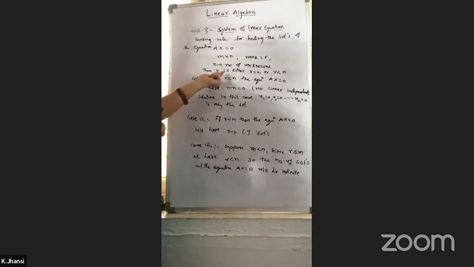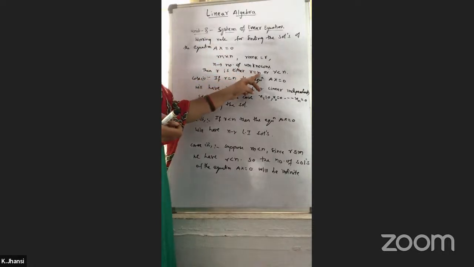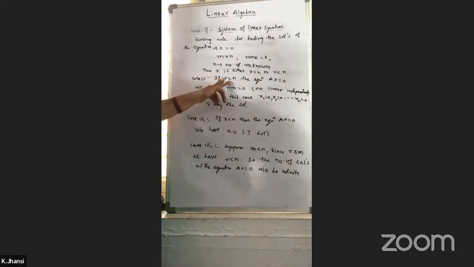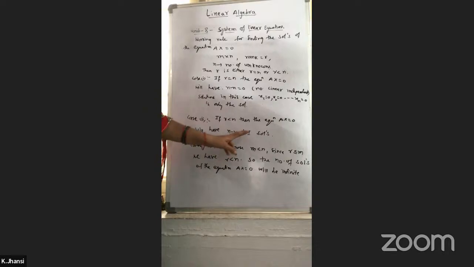Then two conditions arise: either r is equal to n, or r is less than n. The first case is if r equals n, then n minus r is 0, so the number of linearly independent solutions is 0. So no non-trivial solution for the linear equation. If r is less than n, then the equation will have n minus r linearly independent solutions.